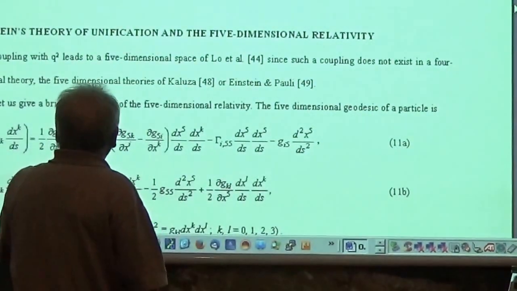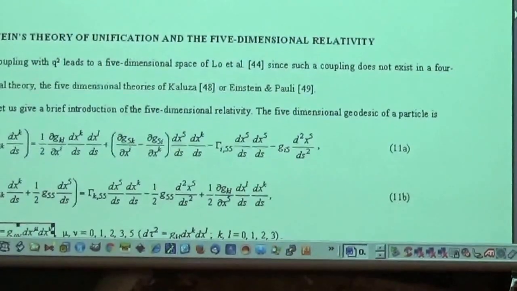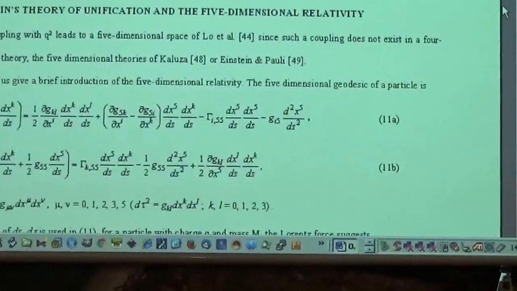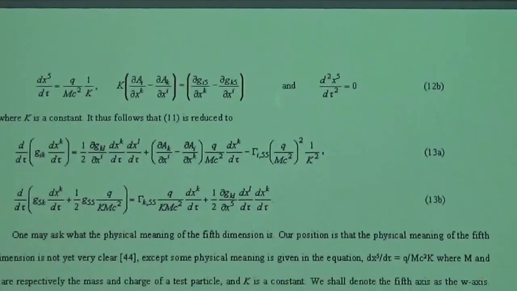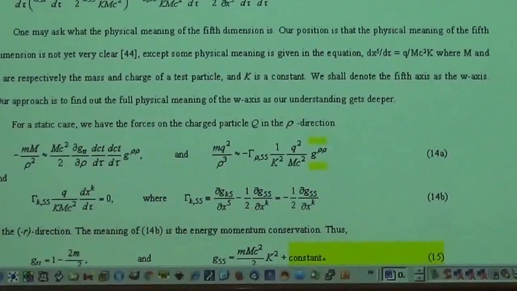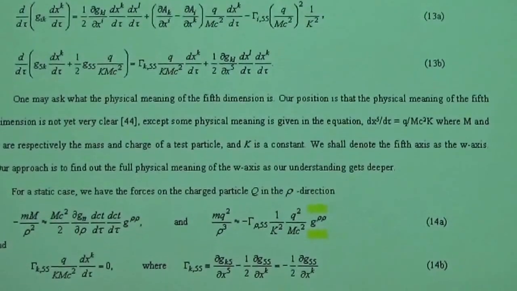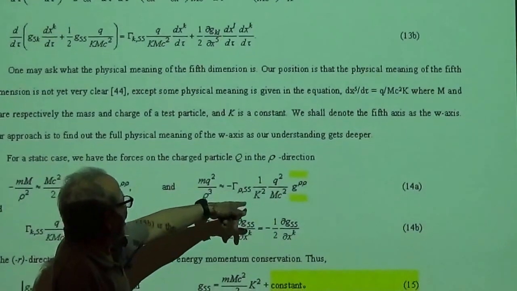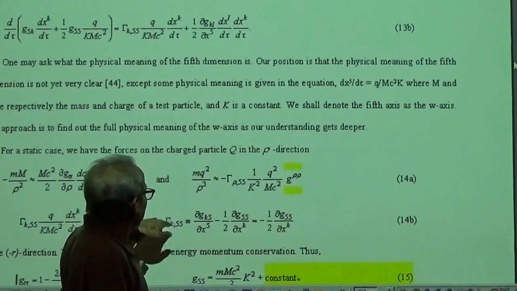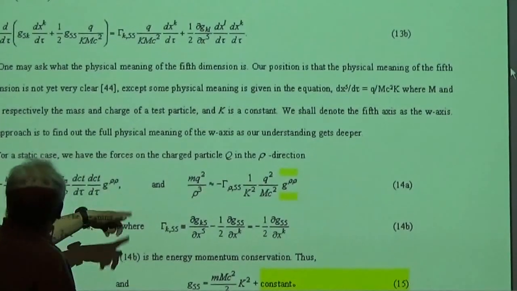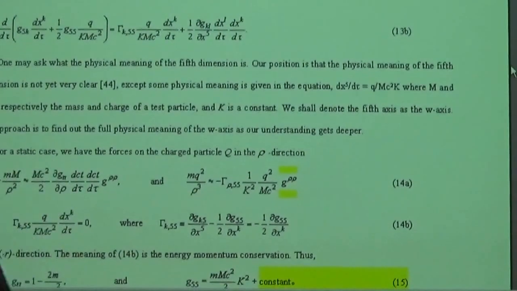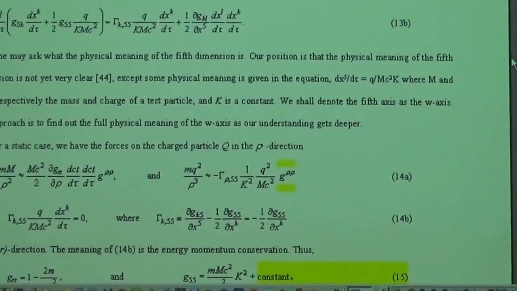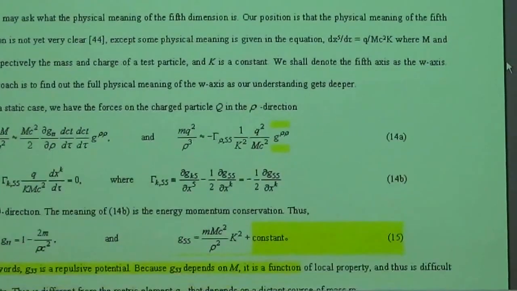Okay, so this one has the charge-mass interaction, and this one can be expressed in terms of five-dimensional theory and get all that. So in other words, the five-dimensional theory can accommodate the repulsive gravitation.